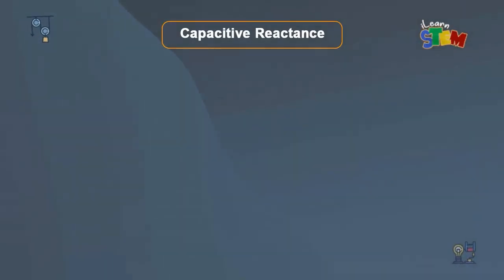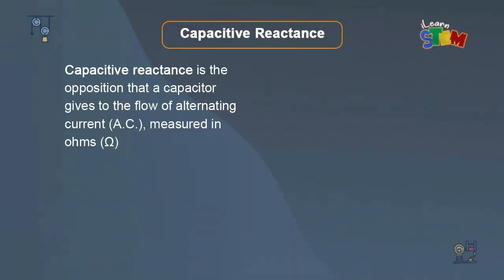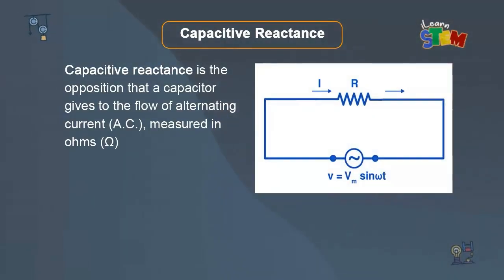Now, let's look at capacitive reactance. Capacitive reactance is the opposition that a capacitor gives to the flow of alternating current. It is measured in ohms. This opposition happens because a capacitor charges and discharges as the AC changes direction. This process delays the current flow and makes it harder for the current to pass through quickly.